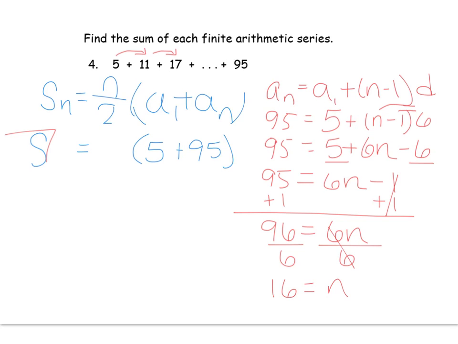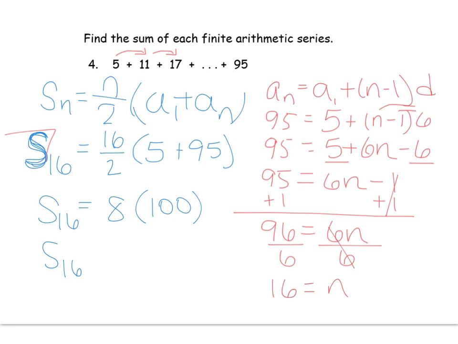So this S is going to represent the sum of 16 numbers. So 16 is n. We divide that by 2, and we get 8. And 95 plus 5 is 100. And we might not even need a calculator here. 8 times 100 is 800. So the sum of the 16 terms of this arithmetic series is 800.